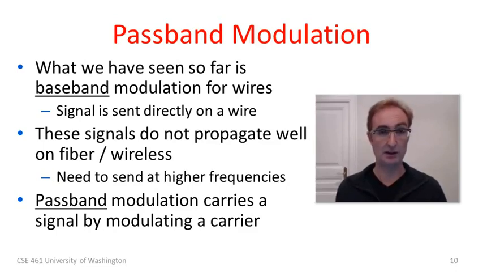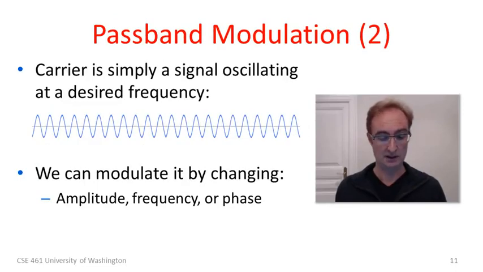It might sound a little tricky, modulating a carrier. It's not so bad. Let's see. Here we can work through an example. So first of all, let me show you, this is just the carrier. The carrier is just a signal which is oscillating here at some desired frequency. This could be around 2.4 gigahertz for 802.11, for instance.